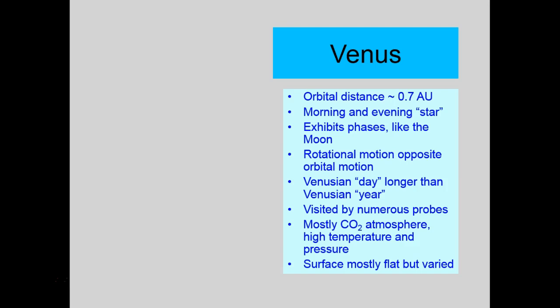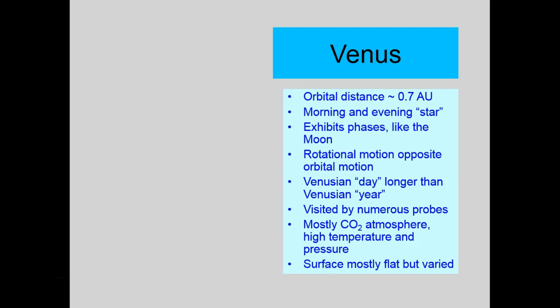Now, it and Uranus are really strange in this respect. The rotational movement is opposite to the orbital movement. If it's going around the sun in this direction, it's spinning in the opposite direction from its orbit. So if you're on Venus, which you don't want to be, but if you're on Venus, the sun would rise in the west and set in the east because it's turning backwards.